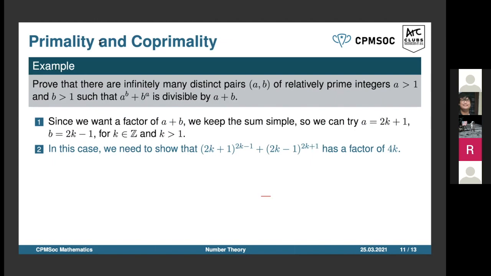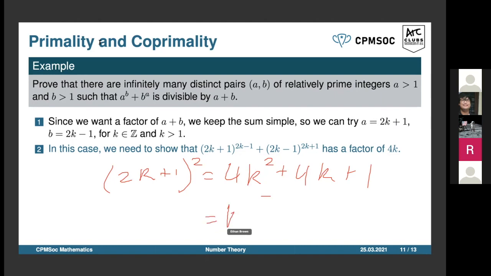So if we take 2k plus 1 and we square it, we're going to end up with 4k squared plus 4k plus 1, right? And this is 4k times something plus 1, which means modulo 4k we have 1. So you may have seen earlier that when it wraps back around to 1, we can cancel those out when it comes to modular arithmetic. And that's exactly what happens here.